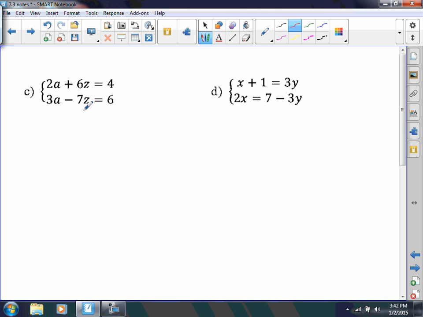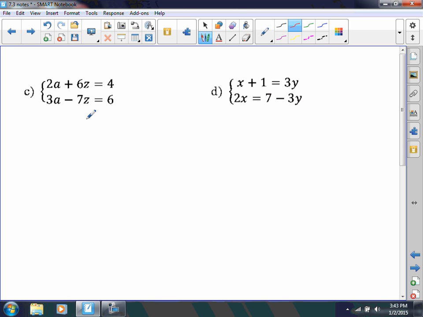Okay, so if I wanted to get the same number in front of the a's, let's see, 2 and 3 both go into 6. So I'd have to multiply the top by 3 and the bottom by 2. That way I'd have a 6 and a 6. If I wanted to eliminate the z's, I'd have to multiply the top by 7 and the bottom by 6. Then I'd be dealing with 42's. So I could either work with 6's or I could work with 42's. Now it doesn't matter which method you take or which path you take here. Both of them will get you to the correct answer.